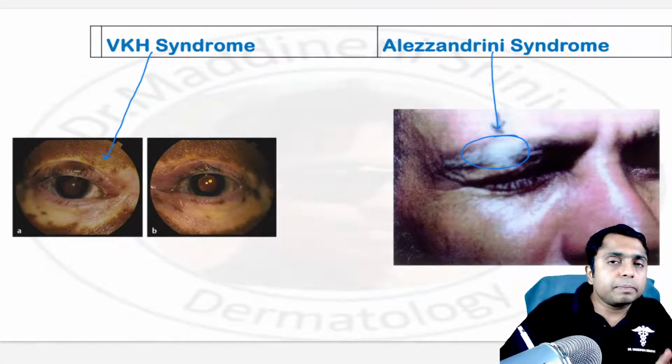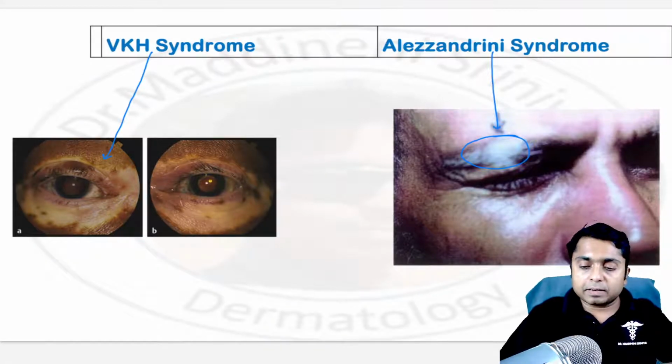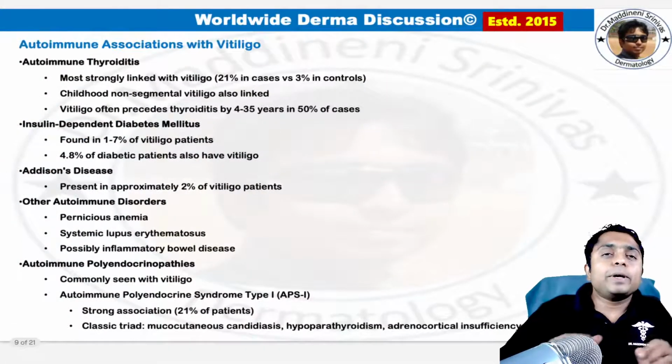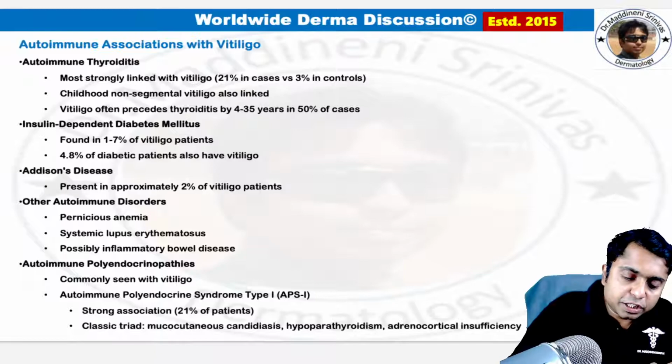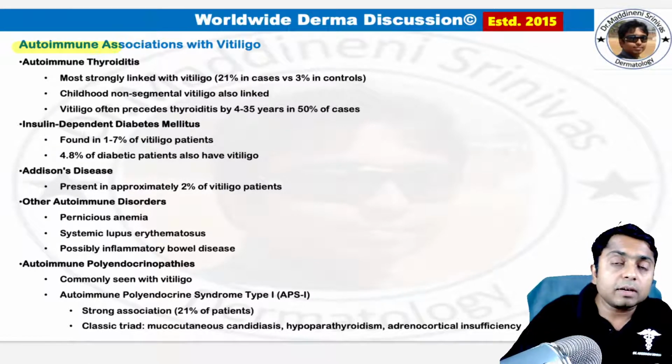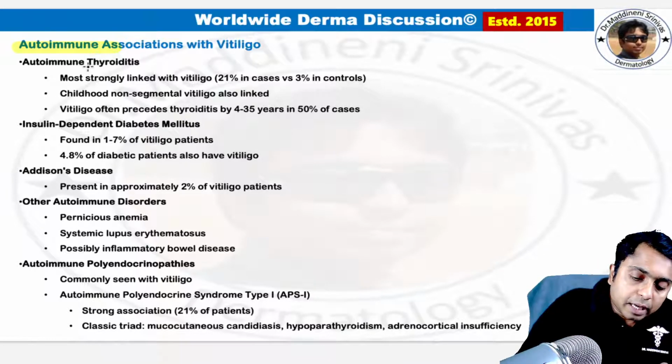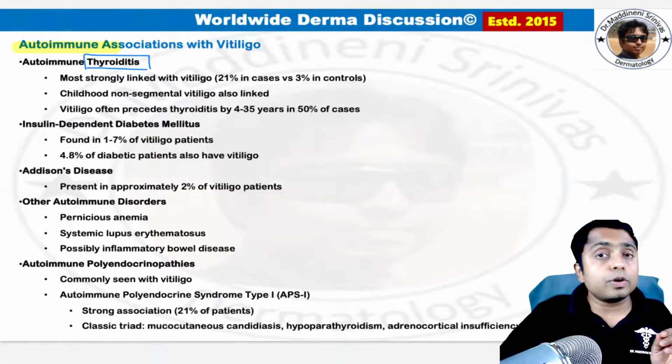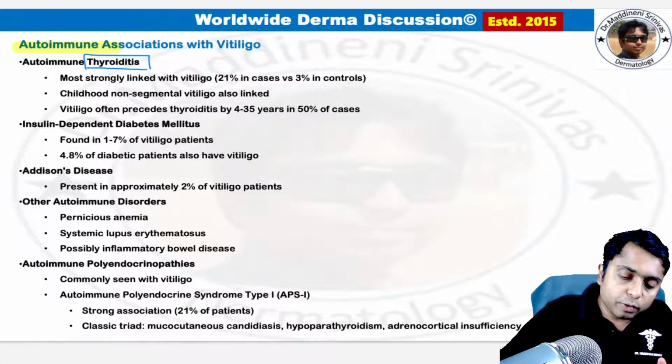On the same side, the patients are going to have certain ophthalmic manifestations. Now coming to the autoimmune associations with vitiligo. Please remember the most important autoimmune association is the thyroid organ.